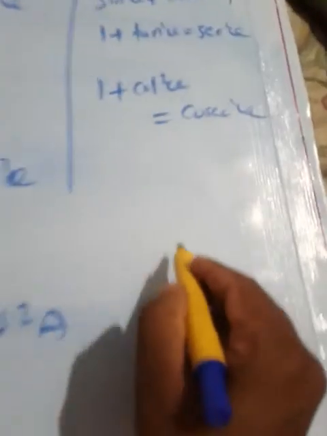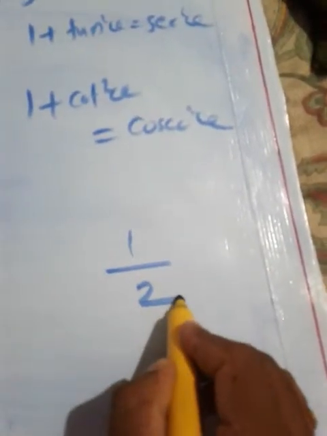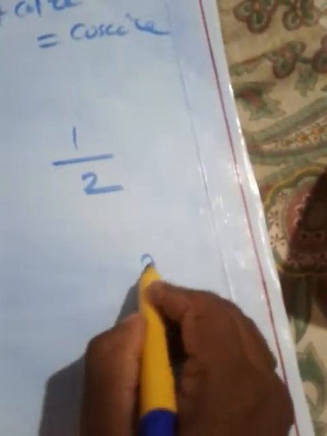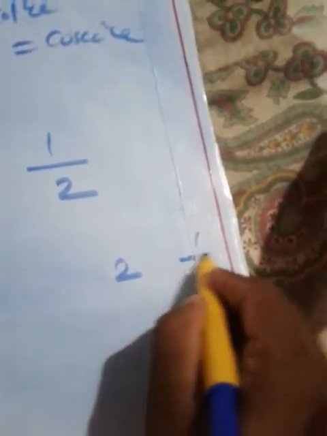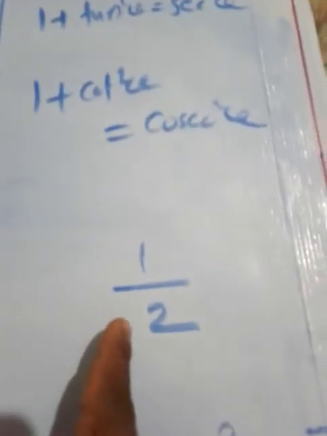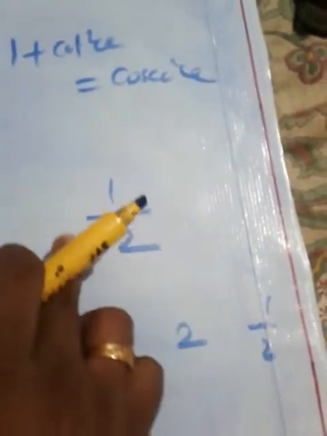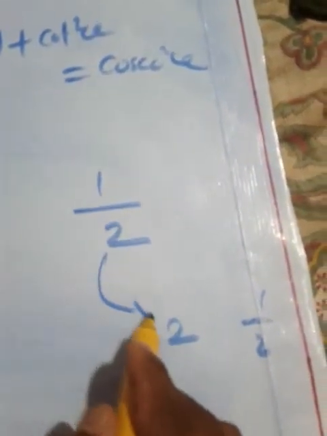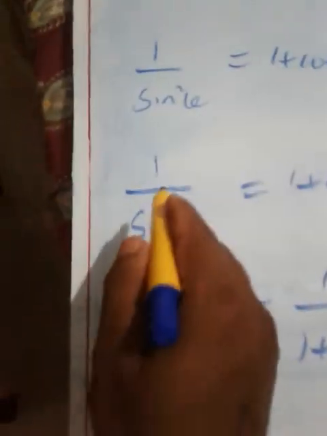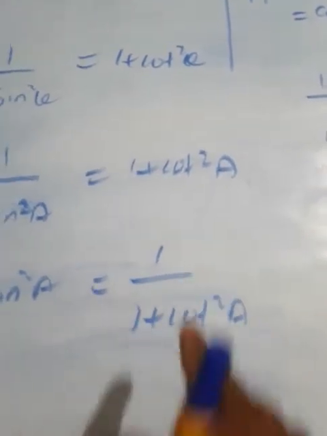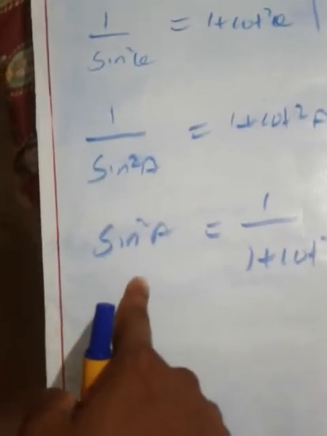Isn't it? Because what is the reciprocal of 1 by 2? That is 2. What is the reciprocal of 2? 1 by 2. That is the rule. So what is the reciprocal of 1 by sine square A? Sine square A. What is the reciprocal of 1 plus cot square A? 1 by 1 plus cot square A, no? So it becomes now sine square A.